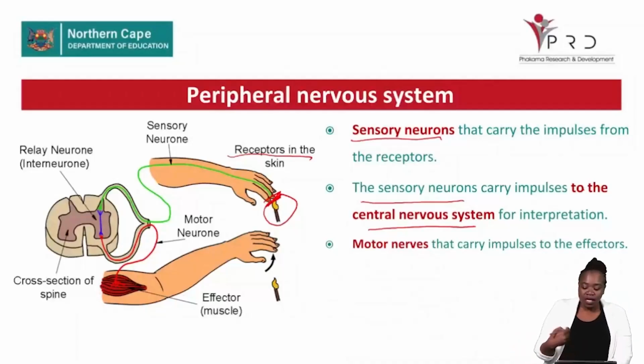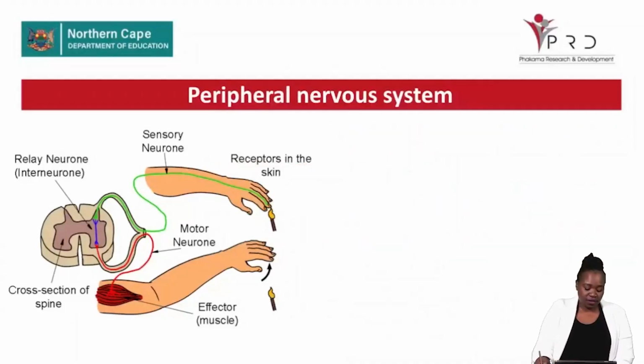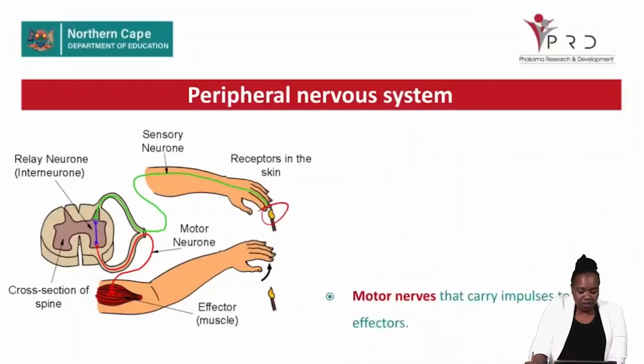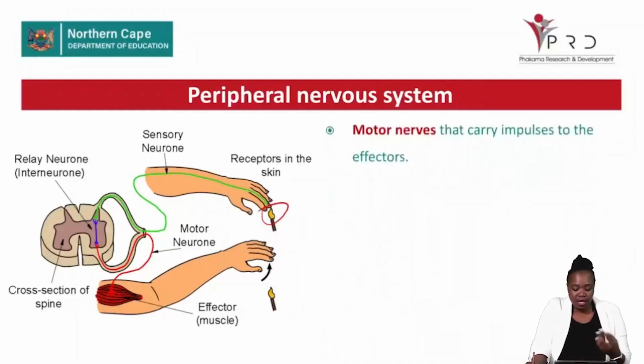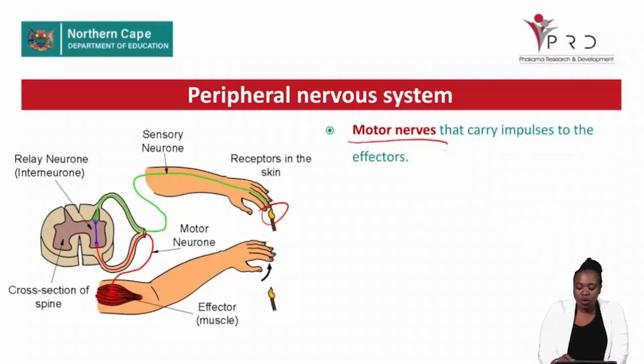And then from there, it is going to pass the impulses through to the motor nerves. Those are the ones that carry impulses to the effectors. The effectors would be the parts of the body that are now reacting. So we can see here this person is burnt by the flame, and then they are going to react. They are going to react by doing what? By moving their hand away. So the motor nerves, or the motor neurons, would then carry impulses to the effectors.